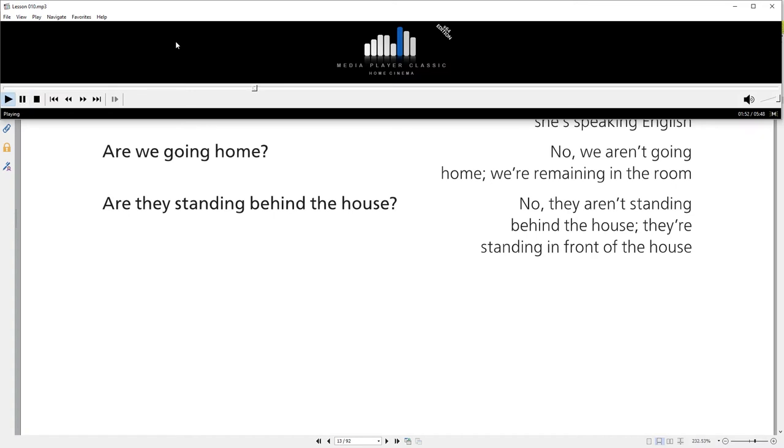Are they standing behind the house? No, they aren't standing behind the house. They're standing in front of the house.